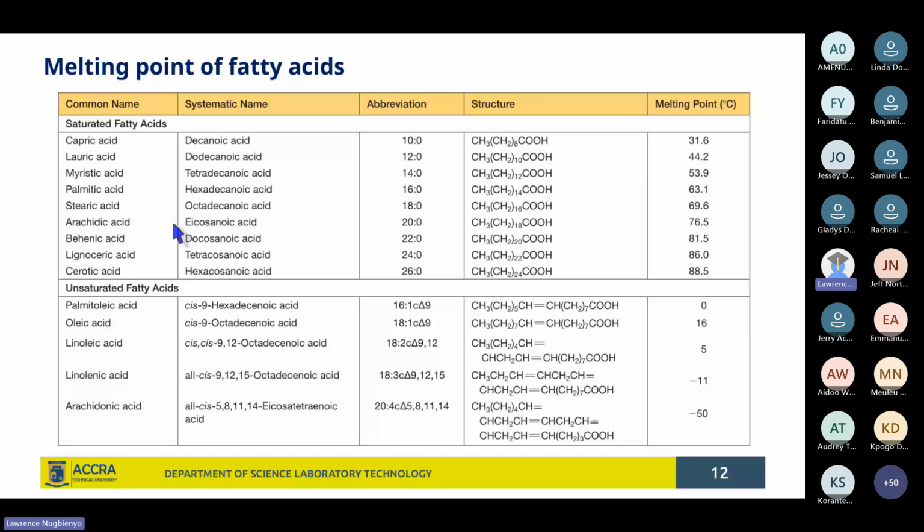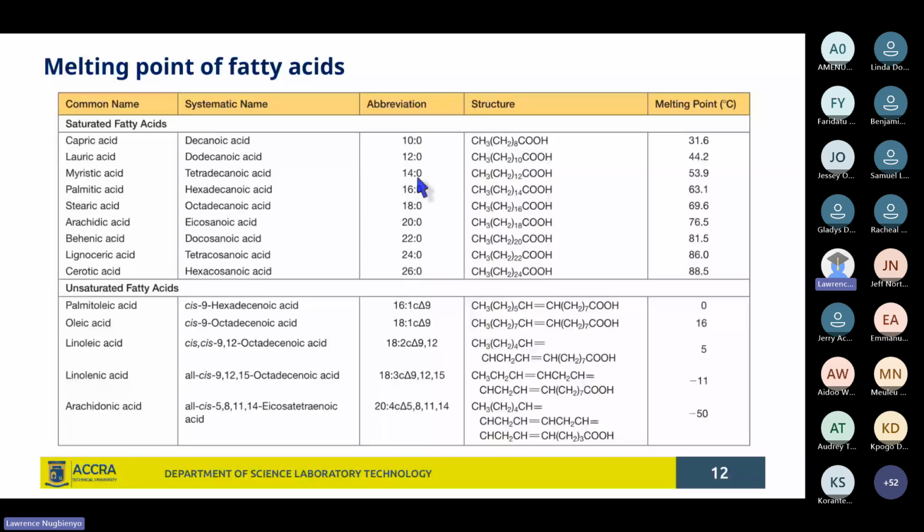So we want to see, if you look at the melting point, what trend can we see for the fatty acids, so that we can deduce how the number of carbons in the fatty acids can affect their melting point. Now, if you pay attention to the number of carbons, under the column there, which is abbreviation, you have the number of carbons starting from 10. So 10, 12, 14, 16, 18, 20, 22, 24, 26.